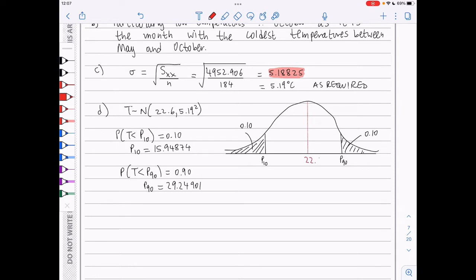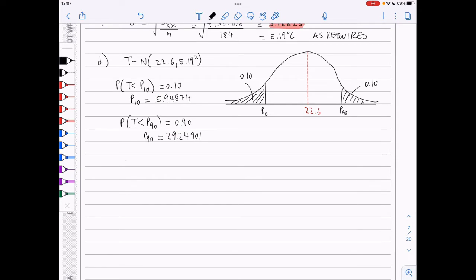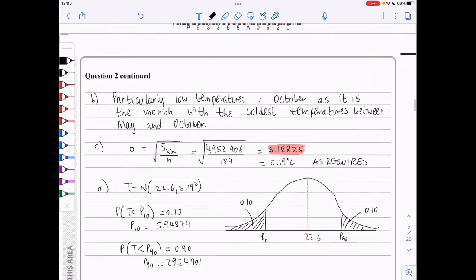So you can check that the midpoint of these two numbers is 22.6. Now we haven't finished this part. We need to say that the 10th to 90th interpercentile range will be the difference between these two numbers, will be 29.24901 minus 15.94874, and this is equal to 13.3, and it's in degrees Celsius.